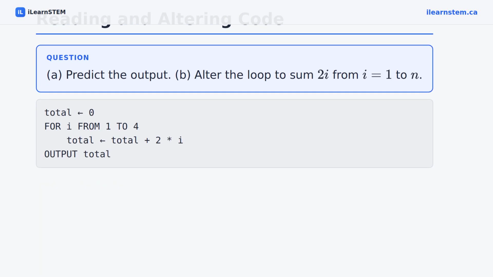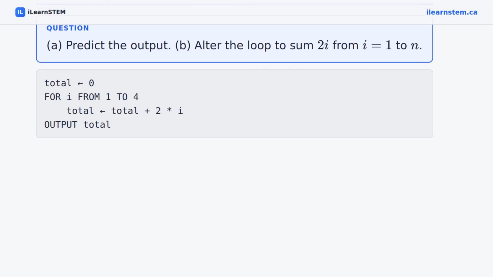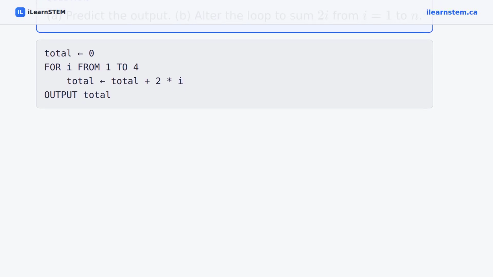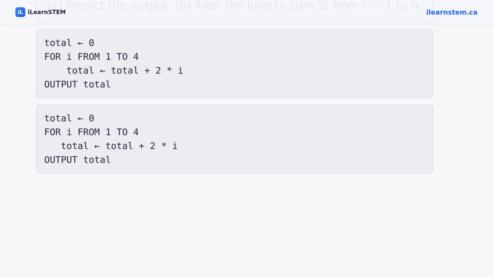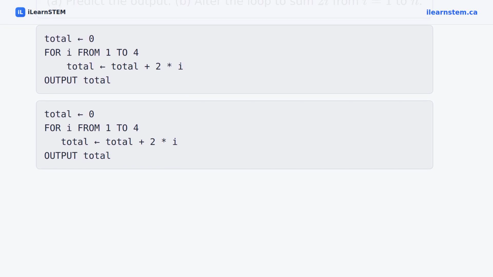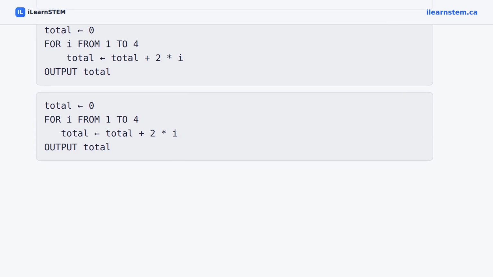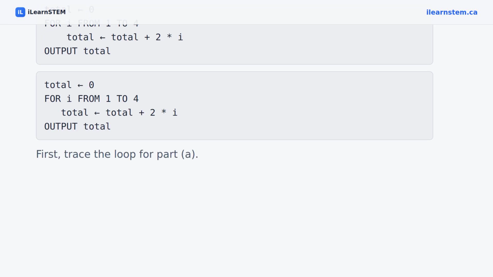Here's the code. Total starts at 0. Then for i from 1 to 4, we add 2 times i to the running total. Finally, we output total. Here's the code we're working with. It initializes total to 0, then loops i from 1 to 4, adding 2 times i to total each time, and finally outputs total. First, let's trace the loop to predict the output.